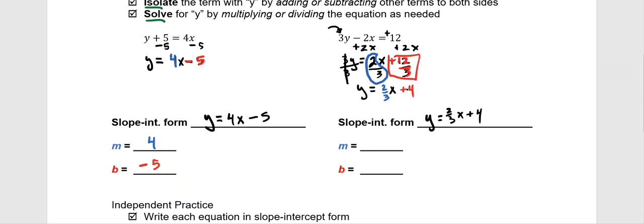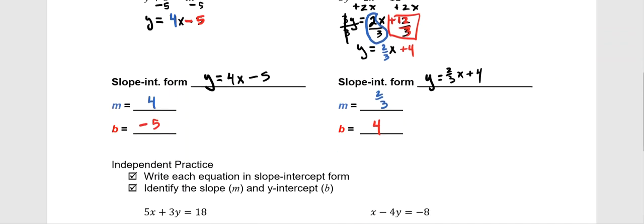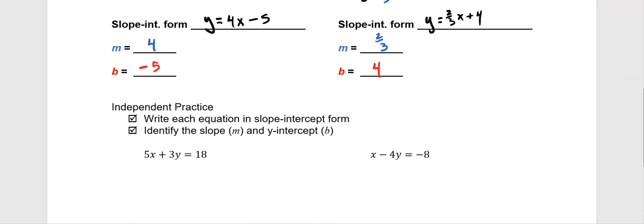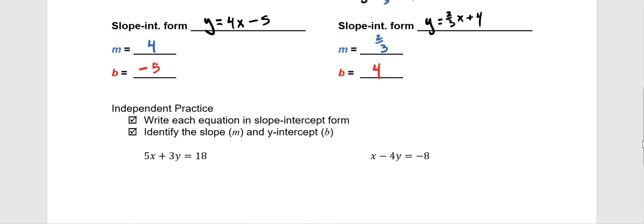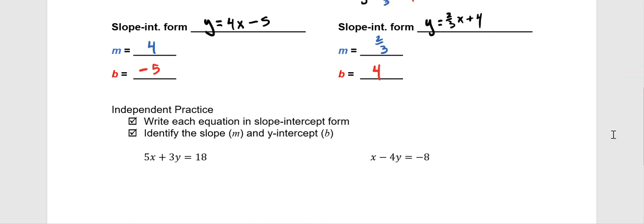So if we go back and recognize the respective pieces in their appropriate parts, then we know that the m is what x is multiplied by, so that's the 2/3. And the b is what's added or subtracted, in this case added, so our b is positive 4. So that is slope-intercept form reviewed through 2 examples. I'll ask you to repeat the process with the next 2 examples, and we will come back to class and discuss and practice this process further.